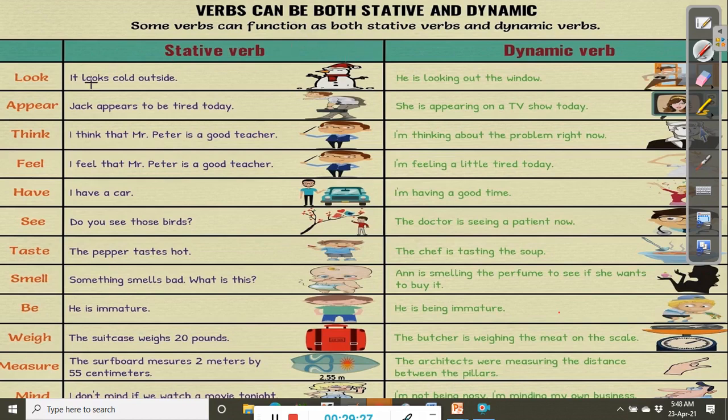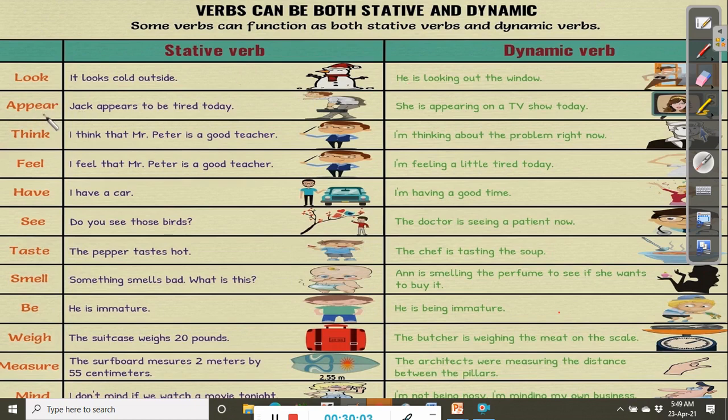Let's look at them. One of them is look. When we use look as a stative verb, then of course we can use it in this way. It looks cold outside. Then we can also use it as dynamic. He is looking out the window. So the verb look can be both stative and dynamic.